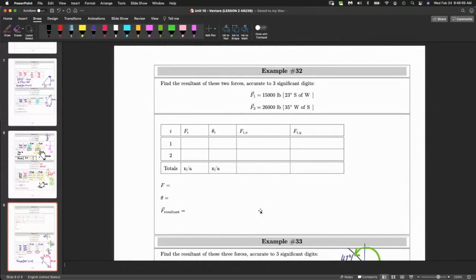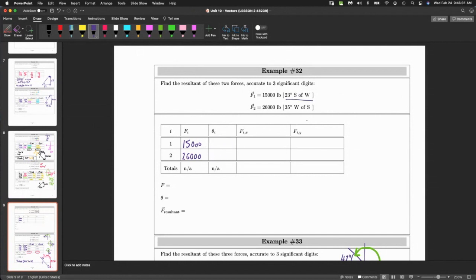Another question involving adding two forces together, finding the resultant of two forces. So we have the first force, which is 15,000 pounds. And the second force, which is 26,000 pounds. Now, without saying a direction, that's not a force, it's the magnitude of the force. So I should mention here that we need to apply a direction.